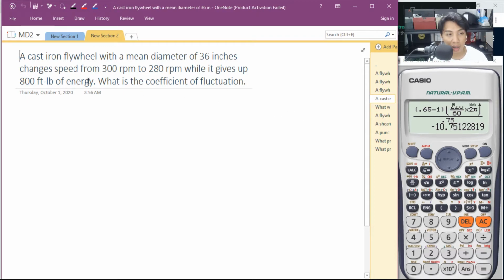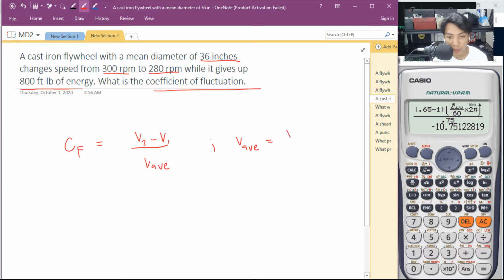A cast iron flywheel with a mean diameter of 36 inches changes speed from 300 RPM to 280 RPM while it gives up 800 foot-pounds of energy. What is the coefficient of fluctuation? Now, recall that the coefficient of fluctuation is equal to V2 minus V1 over V average, where V average is equal to V2 plus V1 over 2.